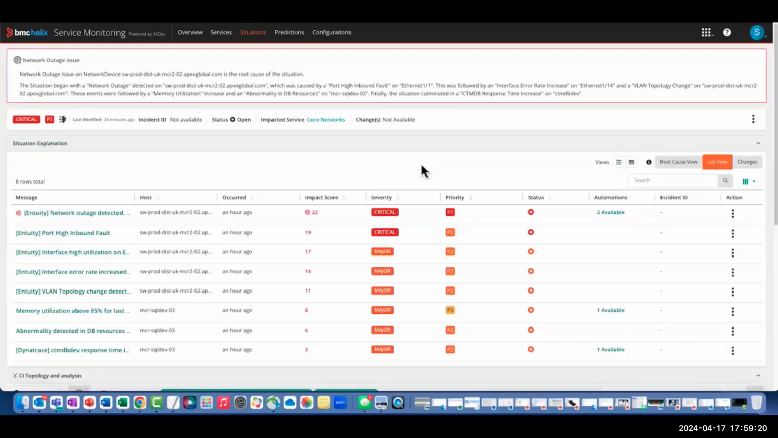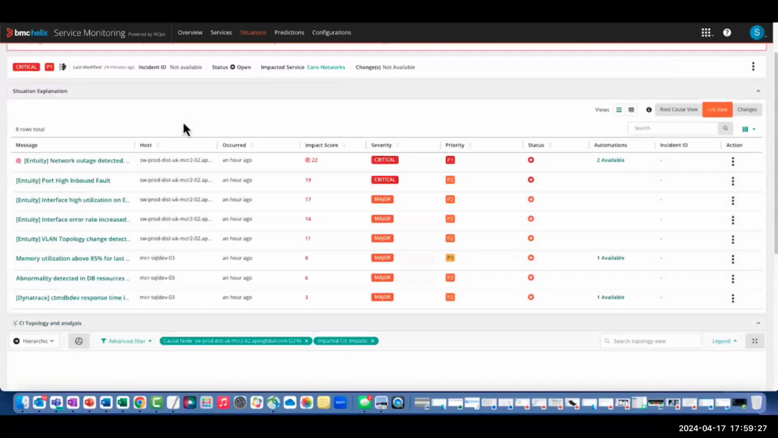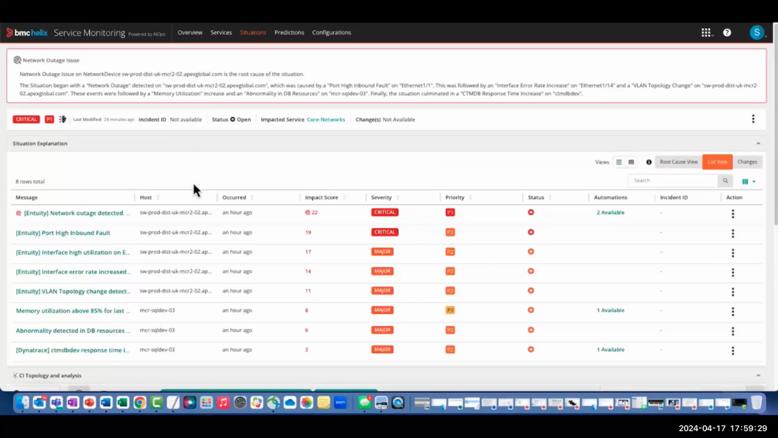We saw that, if we just look at this one situation, we have many events. So this is also noise reduction. And the noise reduction goes from events to situations to primary situation. We also see the generative AI part of this, where you get the description in human readable form. So you can have less experienced people have an explanation of what exactly happened.